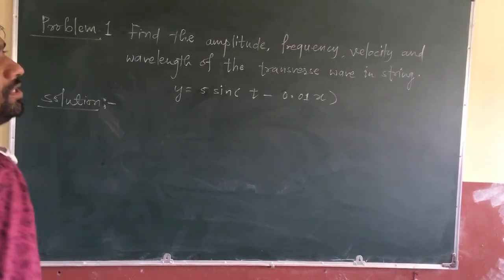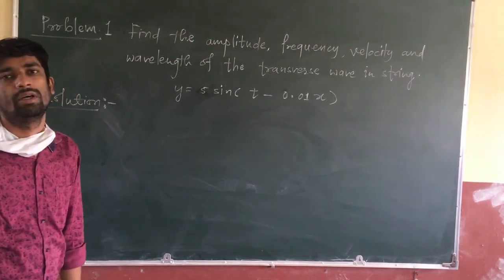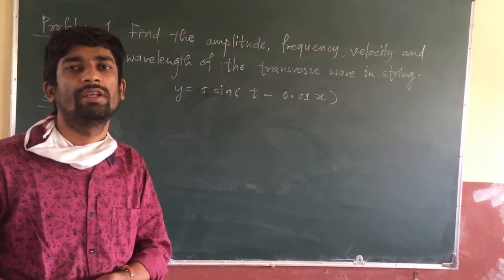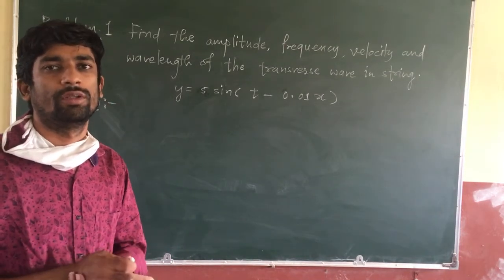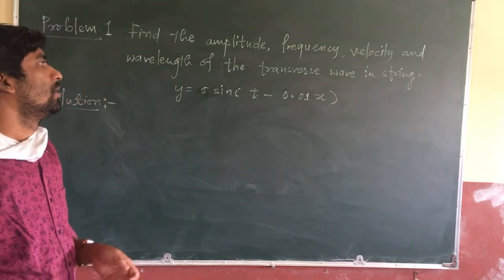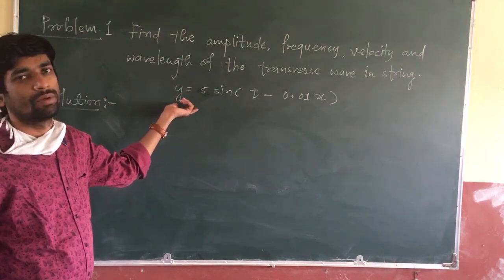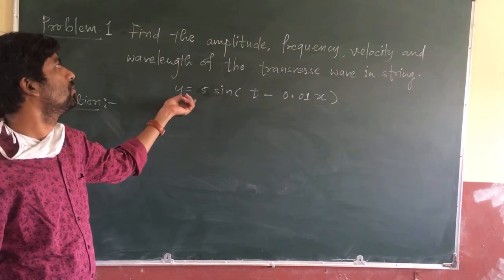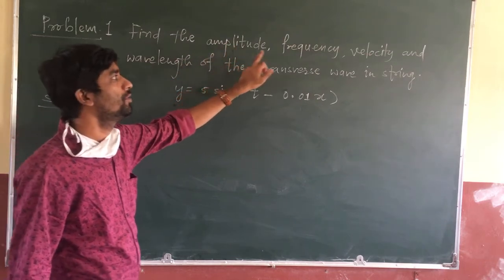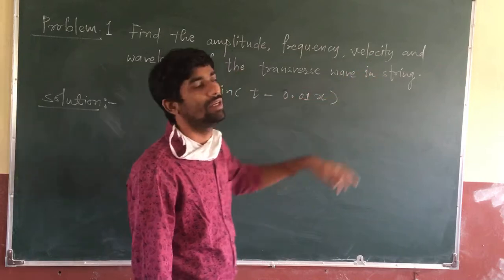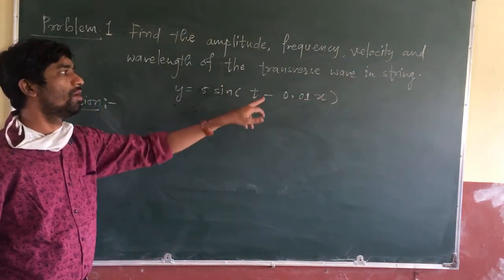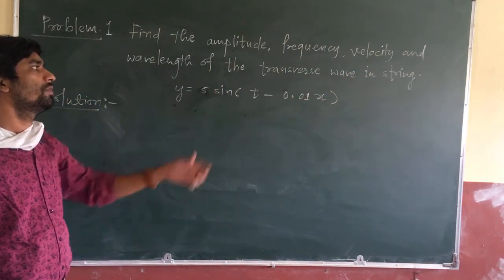Good afternoon, students. Today we are going to learn some of the problems related to wave motion. Here, what is given is the equation of the wave. From that equation of the wave we have to calculate the amplitude, frequency, velocity, and wavelength of this wave. So this is the equation of the wave.